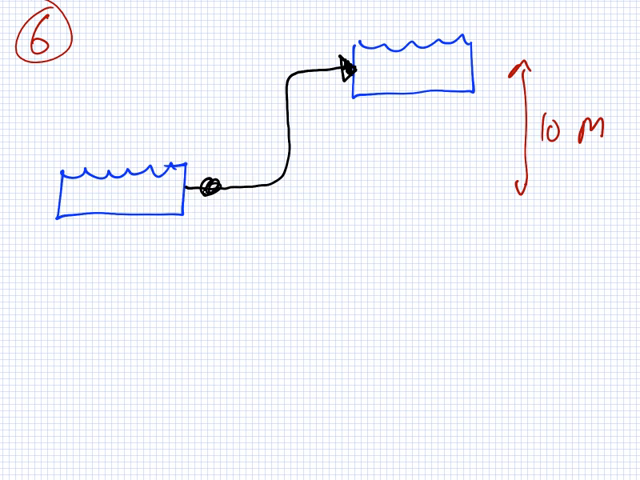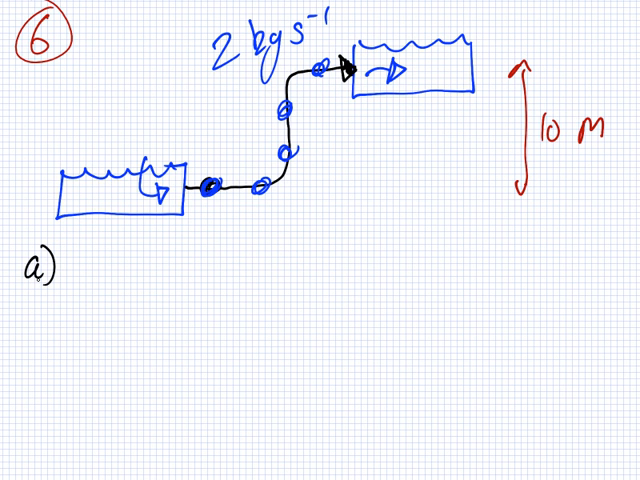So what happens here is every second 2 kilograms gets pumped up. 2 kilograms per second. So every second 2 kilograms leaves, and 2 kilograms enters per second. Okay, so what's the first question then? What are the energies at ground level and roof level? What's the energy at ground level here of the water?